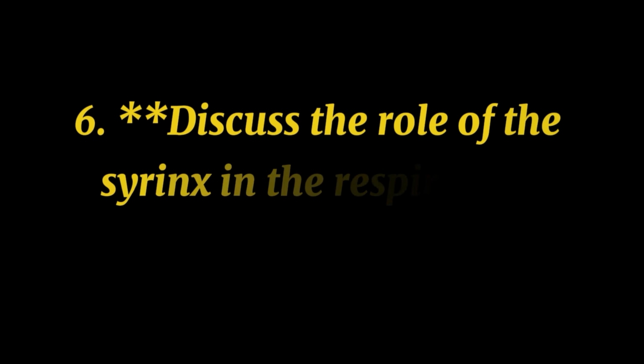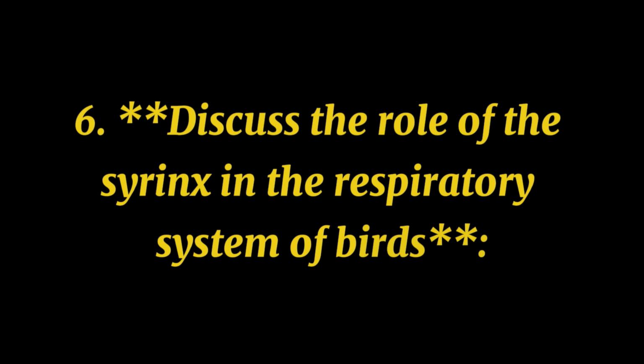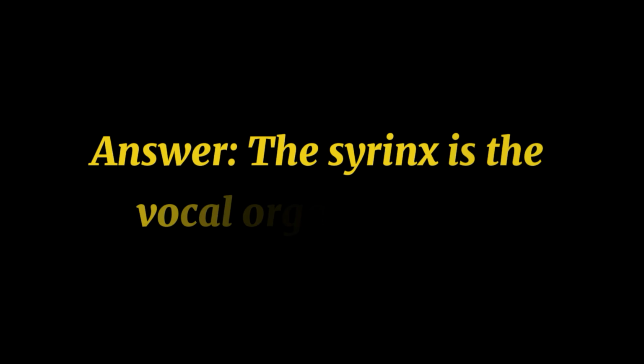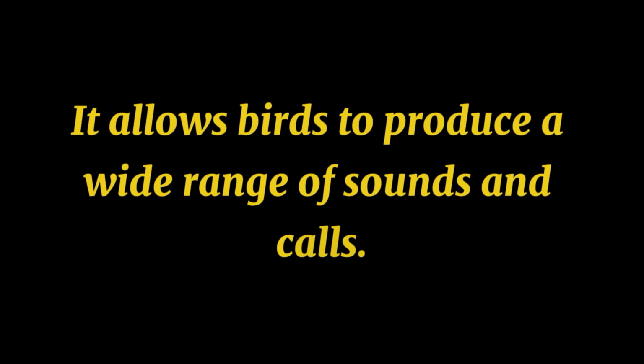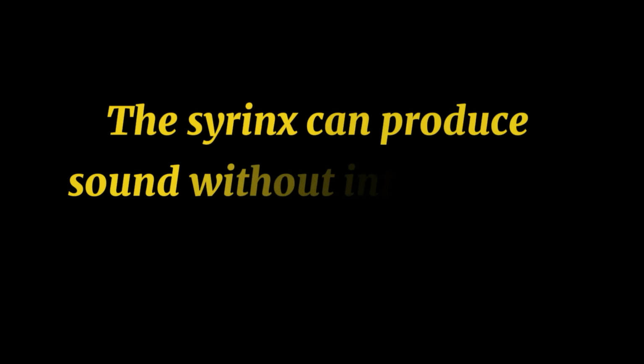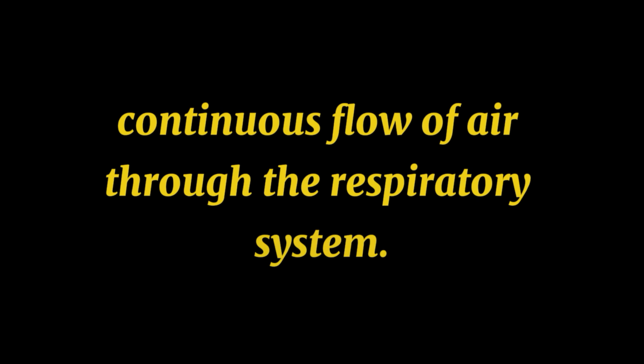6. Discuss the role of the syrinx in the respiratory system of birds. Answer. The syrinx is the vocal organ of birds, located at the base of the trachea where it splits into the bronchi. It allows birds to produce a wide range of sounds and calls. The syrinx can produce sound without interrupting the continuous flow of air through the respiratory system.